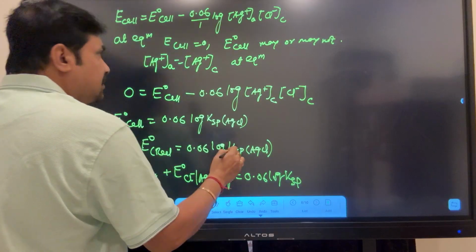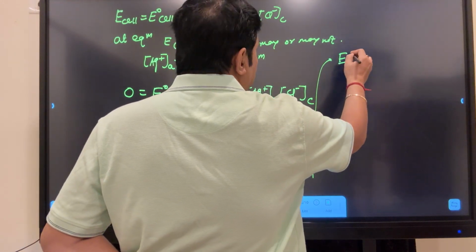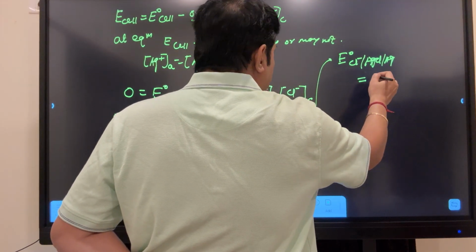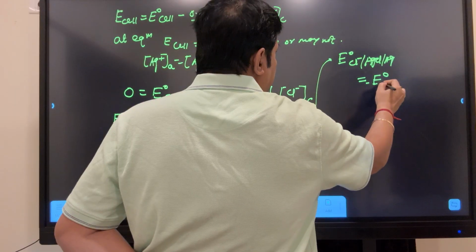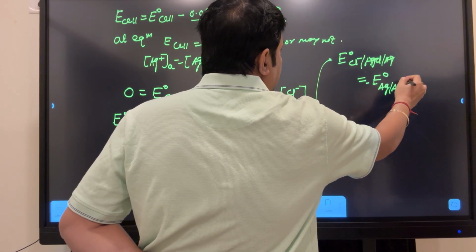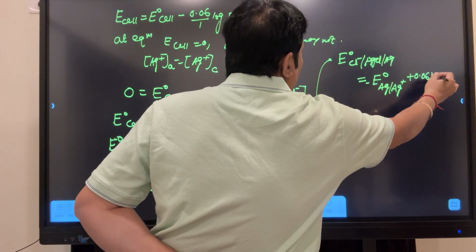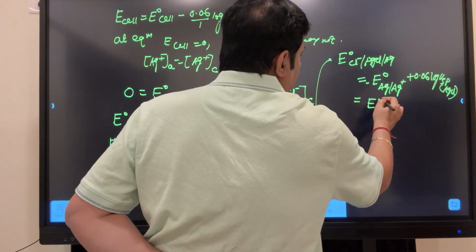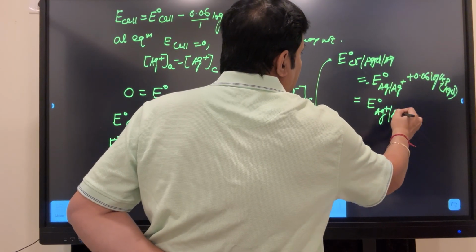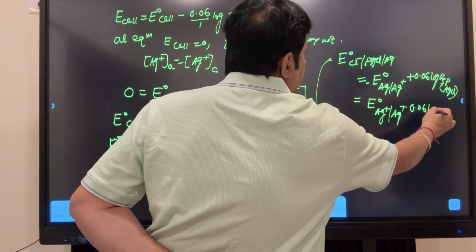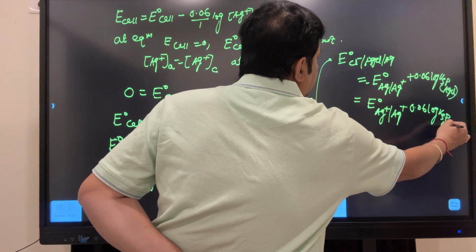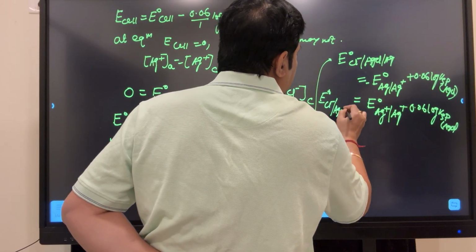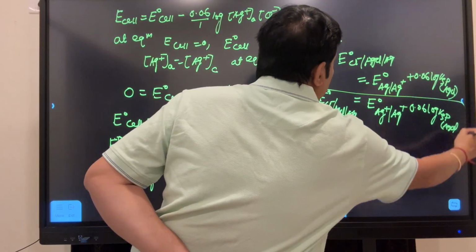Now if I take this thing to this side, what can I write? E naught of Cl minus AgCl, Ag will be equal to minus of E naught Ag to Ag plus 0.06 log of Ksp of AgCl. So that means minus of oxidation potential means plus of reduction potential: E naught of Ag plus to Ag plus 0.06 log of Ksp of AgCl. We will get this expression. That means E naught of Cl minus AgCl, Ag will be equal to this expression.